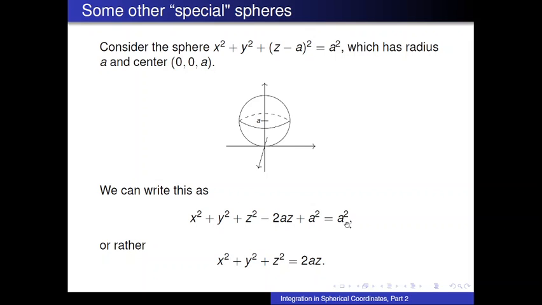And so we can take this equation and cancel the a squareds from both sides and bring over 2az to the right. And we have this nicer looking expression, x squared plus y squared plus z squared equals 2 times a times z. Well, we know how to convert this now to spherical coordinates because x squared plus y squared plus z squared should be rho squared, and 2az should be 2a times rho cosine of phi.